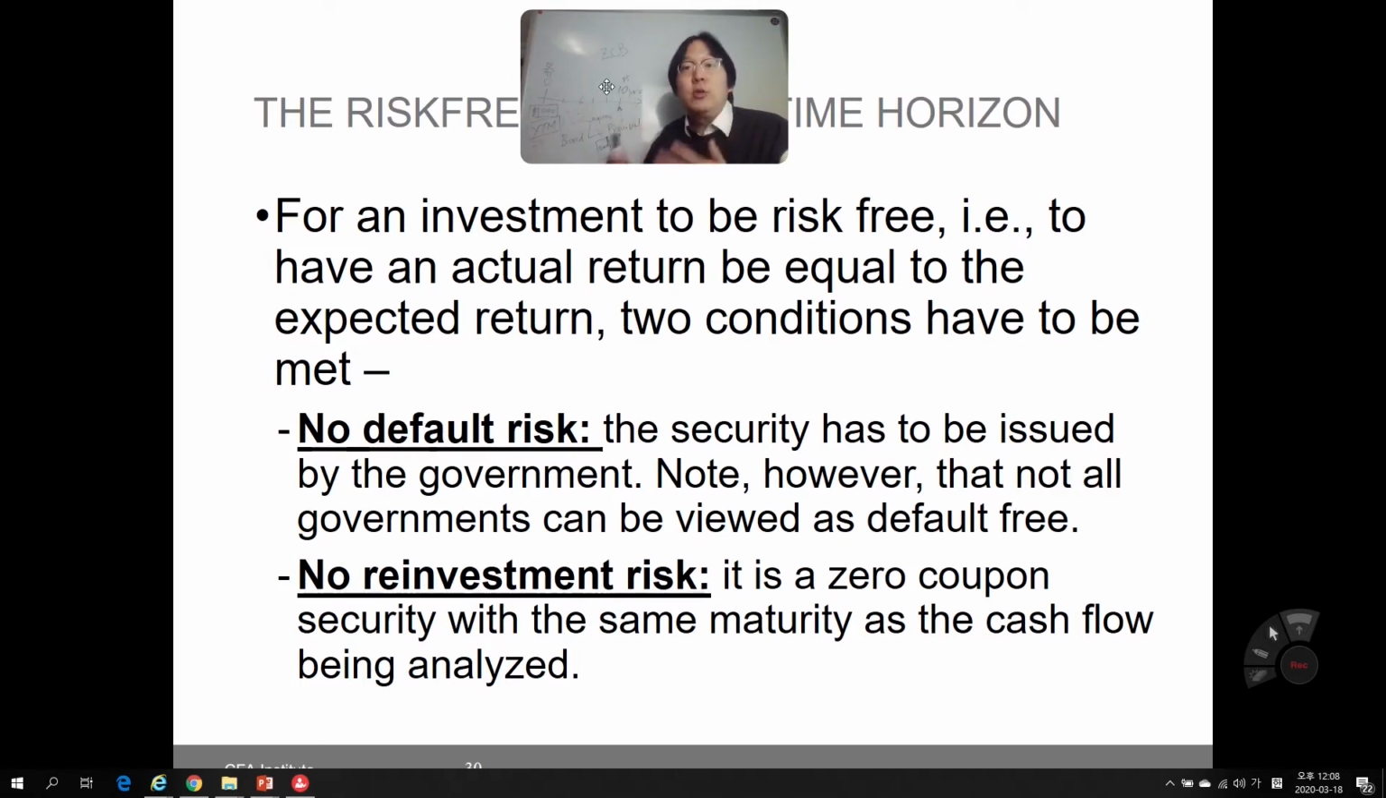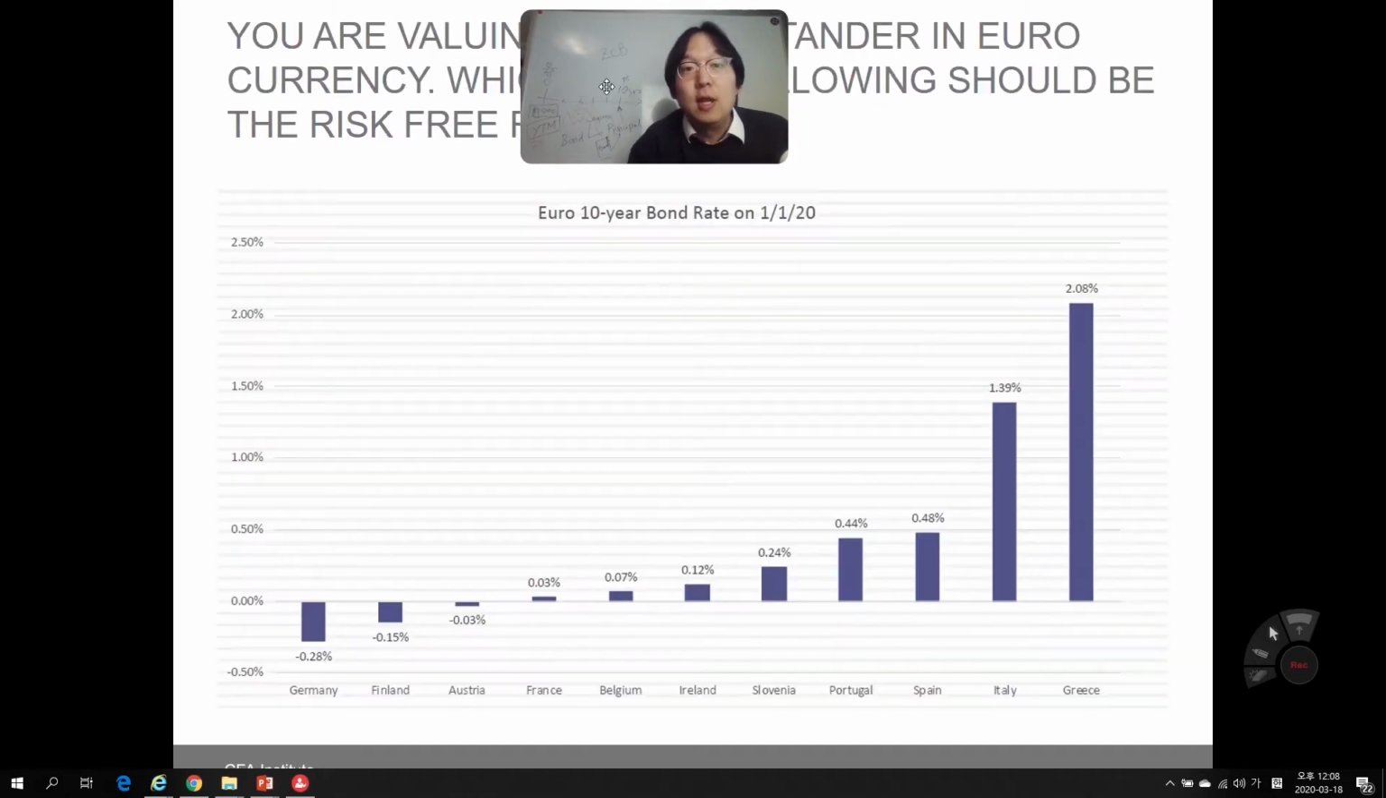So depending on your investment horizon, for that investment horizon, go find some zero coupon bond, the U.S. Treasury, that matures in that specified period. That's my explanation. All right.